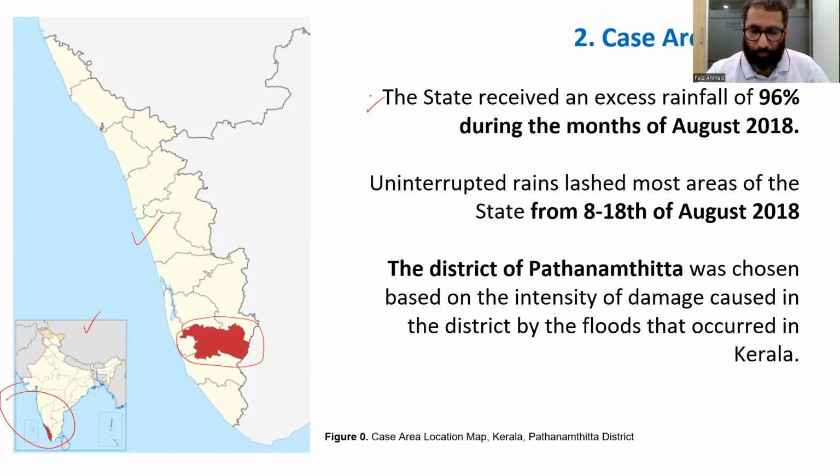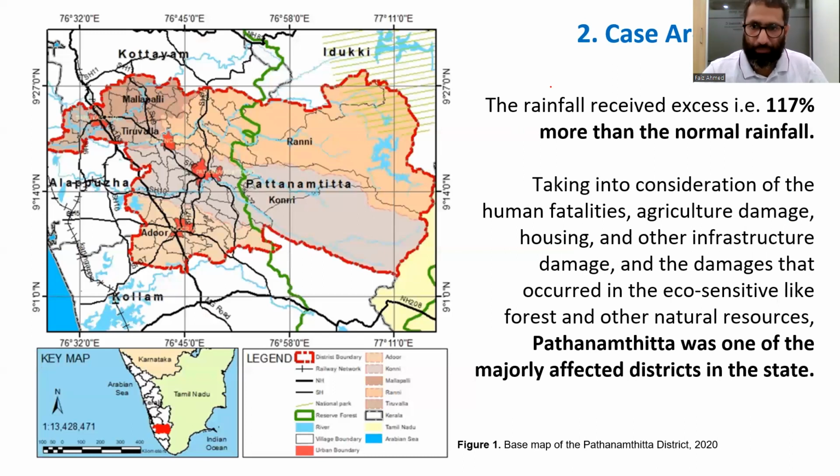And what was the issue in this case? The district received about 96% more rainfall than the average rainfall that it used to receive. In terms of numbers, about 117% excess rainfall occurred in a very short duration of maybe 6 or 7 days, and this caused a devastating impact on the overall district itself.